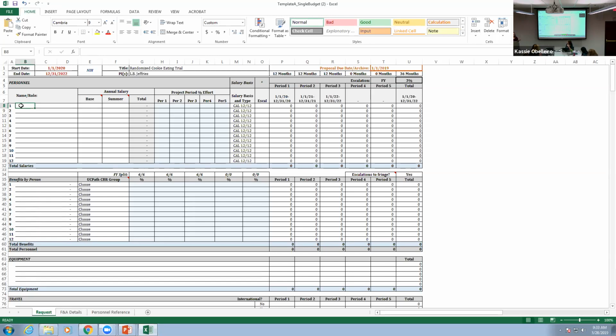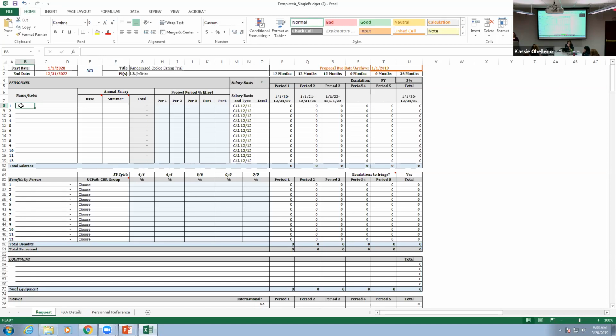Therefore, we always want to annualize salary. So if somebody's making a 9-month salary, right? We want to say, what do they make over 12 months? Because when we say 10% effort, we're going to assume that they can work up to 12 months so that we have enough funding for the project. And that's how accounting wants us to do that.